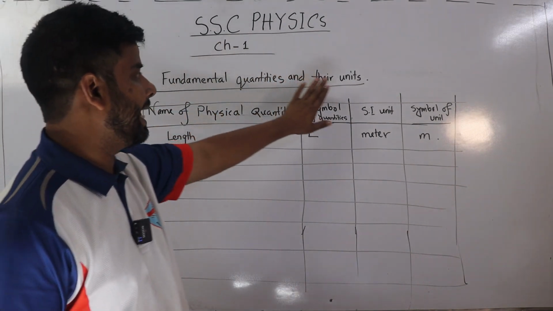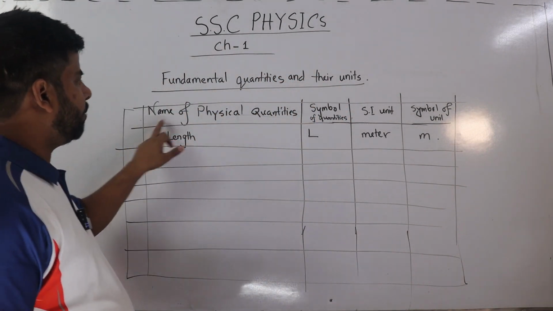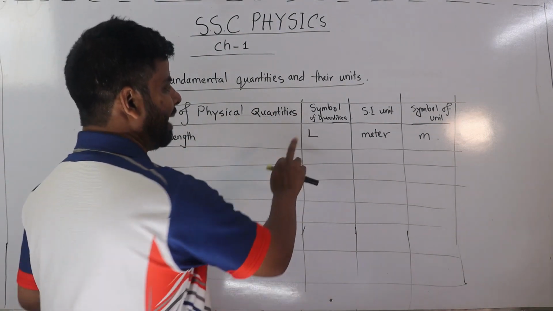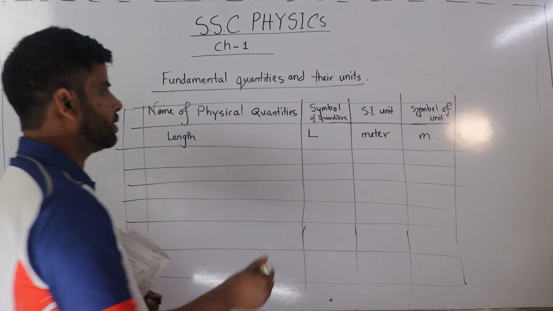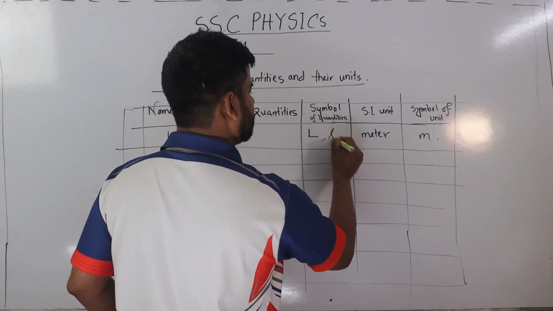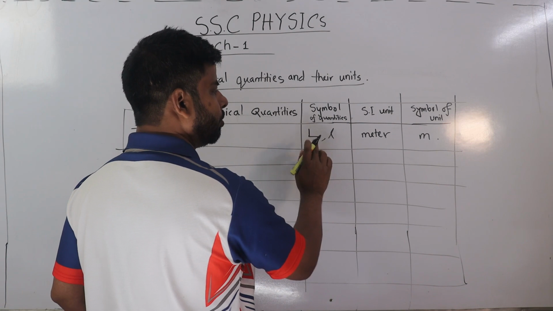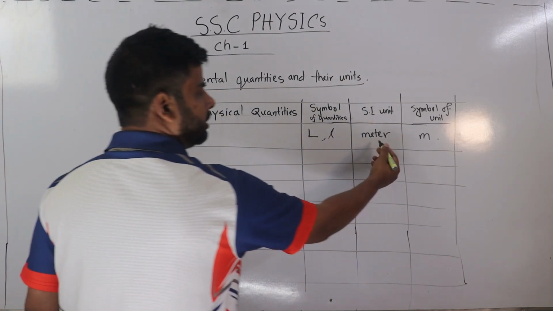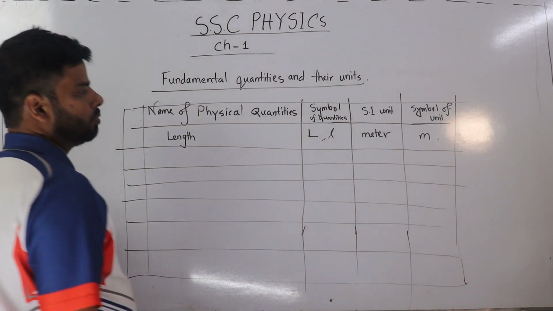Fundamental quantities and their units. Name of the physical quantity: length. Symbol of the quantity is capital L, or we can also use small l. The SI unit of length is meter. Symbol of the unit is small m.